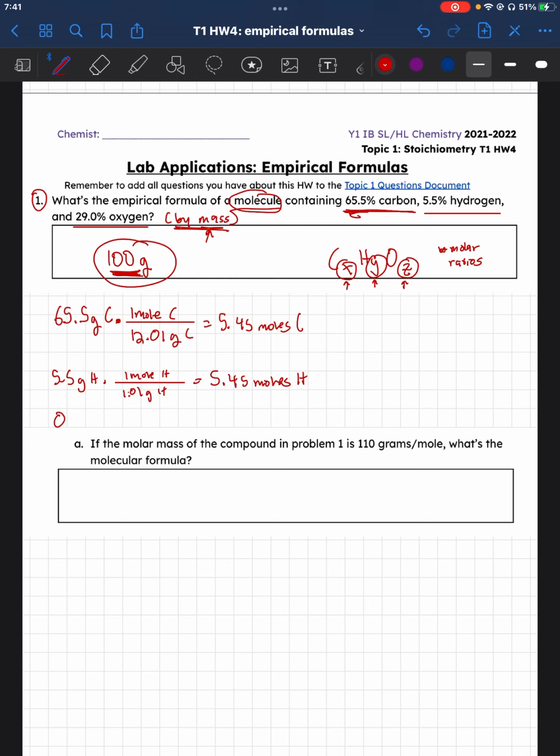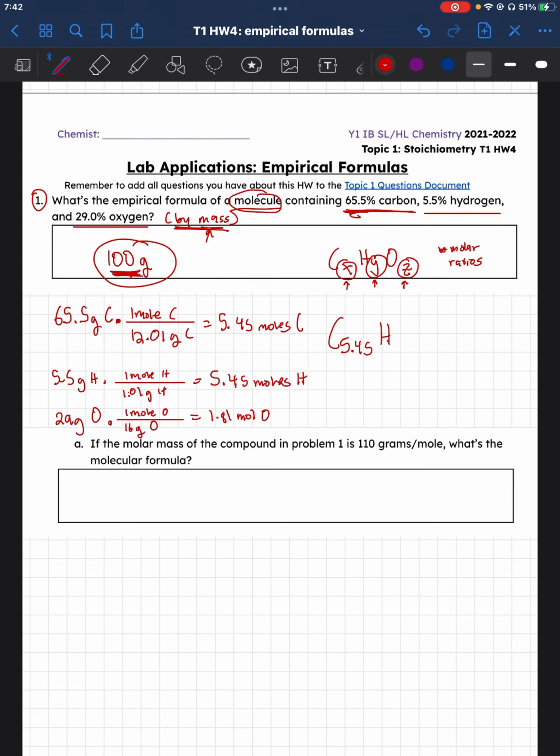Now finally of oxygen, and with oxygen I have 29 grams in a 100-gram sample of oxygen. Notice I don't need to deal with diatomic here because this is within a compound. That's something sometimes people get tripped up on. 16 grams of oxygen is the molar mass for every 1 mole of oxygen, and that's going to be equal to 1.81 moles of oxygen.